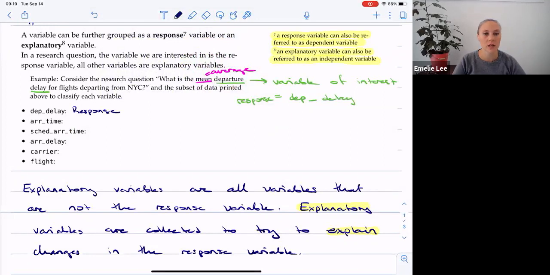Departure delay, that's our response variable, which means that the arrival time is an explanatory variable. Does the arrival time help explain changes in the departure delay? Maybe it does, maybe it doesn't. The scheduled arrival time, maybe that impacts the departure delay, maybe not. The arrival delay, maybe, maybe not. The carrier, the flight, you can kind of guess your way to which ones are potentially affecting changes in the departure delay. But once you identify your response variable, then all the other ones are just explanatory variables. So just start there. So this is an explanatory.